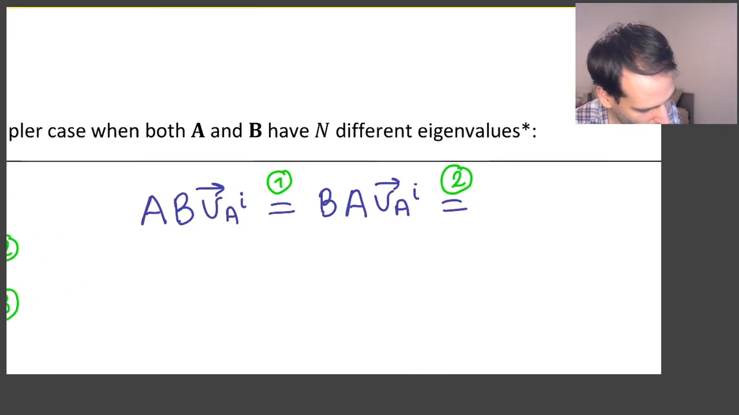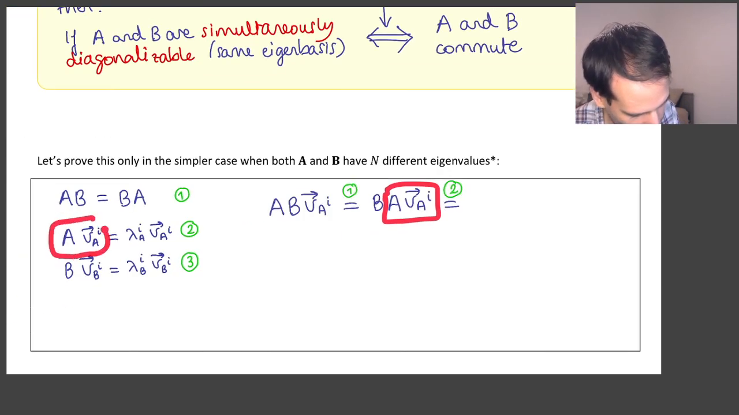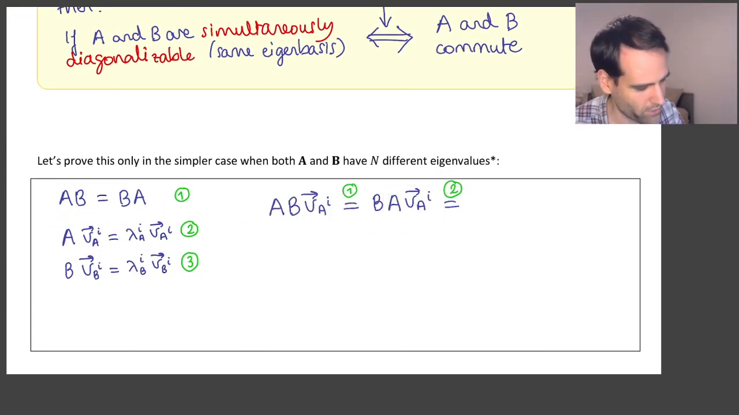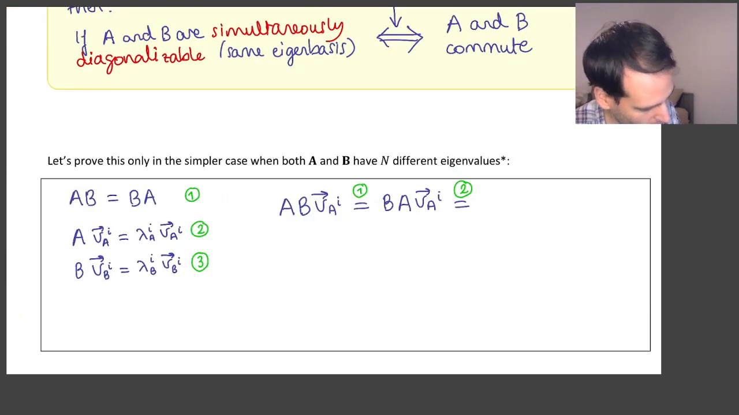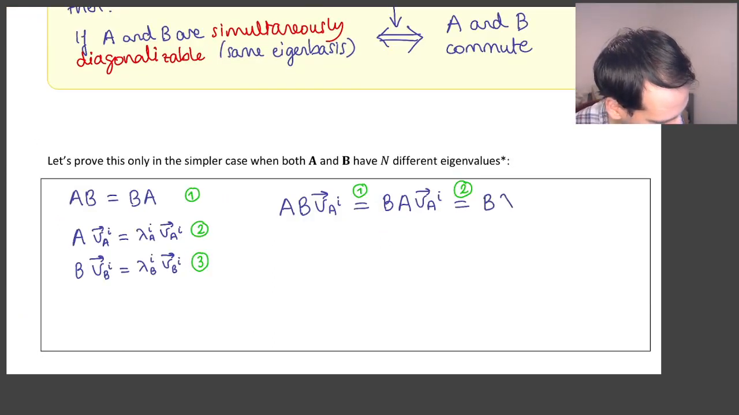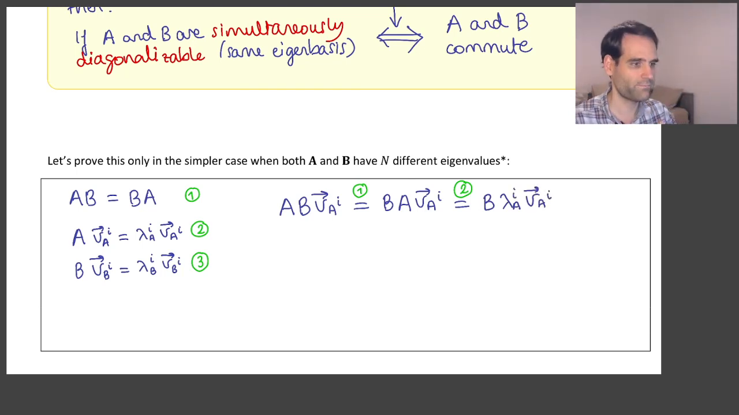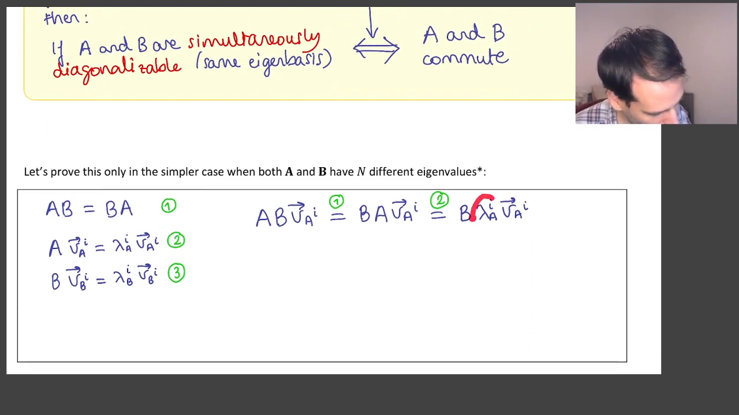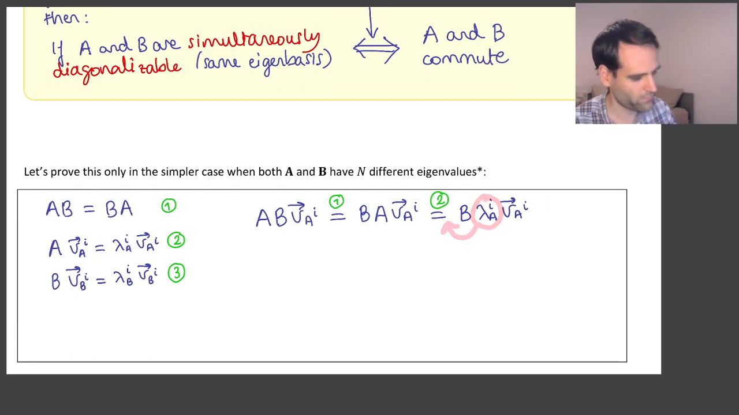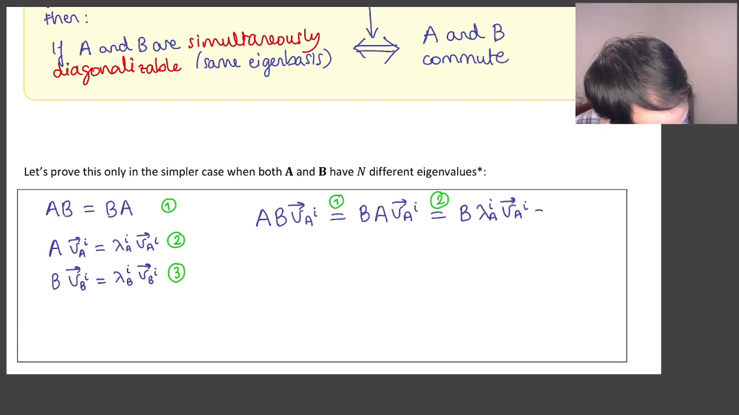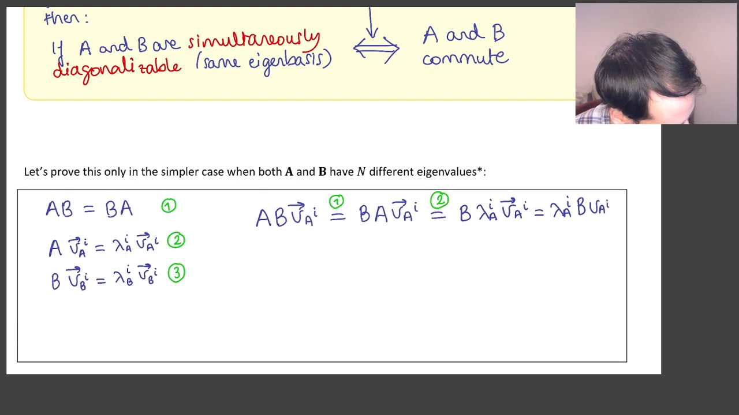So here you can see that we have A times an eigenvector of A, and you know that A times an eigenvector of A is necessarily equal to the eigenvalue times the eigenvector. So therefore, this is equal to B times the eigenvalue of A times the eigenvector of A. Okay? And since this is a scalar, we can move it to the front, right? Because scalars can always move between the matrices and the vectors. So this is equal to lambda A_i times B times the eigenvector of A.